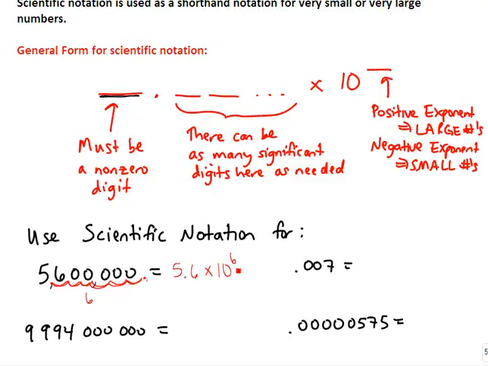Notice that 6 is positive, so that means this should be a large number, which it is. It's 5,600,000. So you want a positive exponent if your number is bigger than 1.